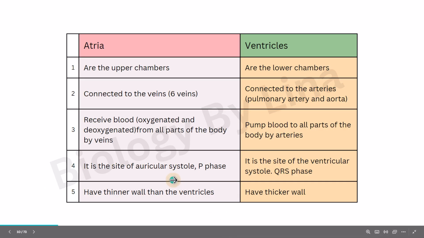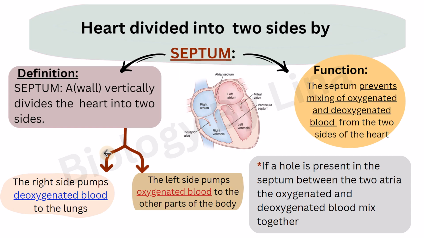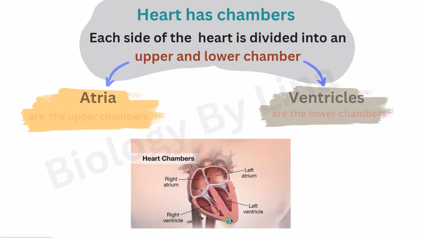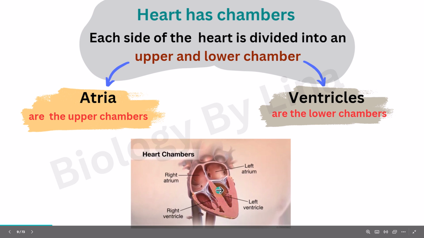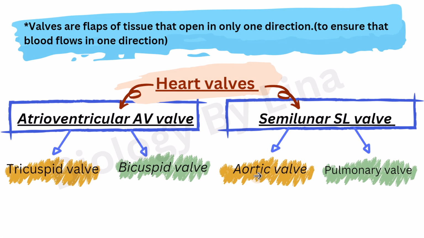The atrium is the site of atrial systole, which we will talk about later, while the ventricle is the site of ventricular systole, which means ventricle contraction happens here, while atrial contraction happens here. Atria have a thinner wall than the ventricles, while ventricles have a thicker wall. As you see in the figure, the wall of the ventricle is thicker, while the wall of the atria is thinner.